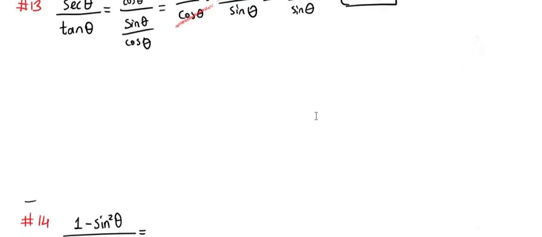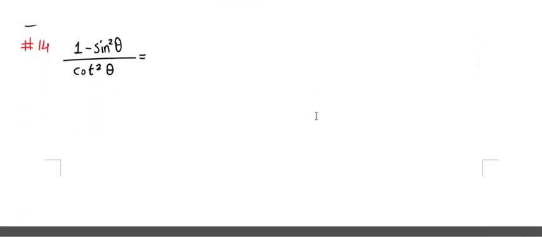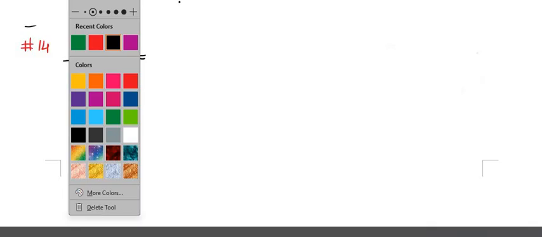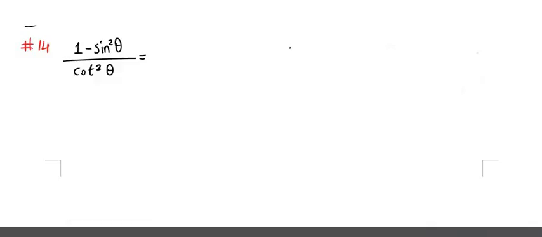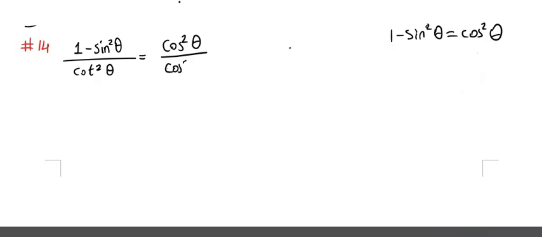Let's go to problem number 14. We know that by the Pythagorean identity, 1 minus sine squared theta is equal to cosine squared theta. So we can replace it with cosine squared theta. And cotangent theta is cosine over sine. Because this is squared, we need to say cosine squared theta over sine squared theta.